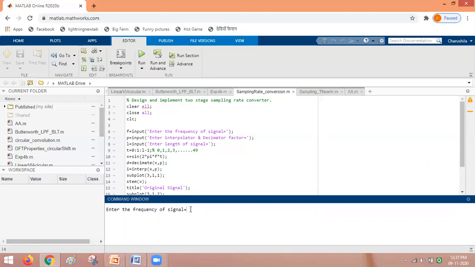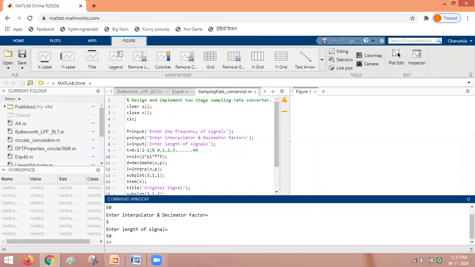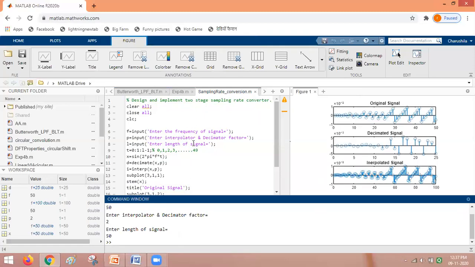Enter the frequency of signal. If it is 50, the second parameter asked is enter interpolator as well as decimator factor. Suppose 2. Enter the length of signal. If I want 50 samples in the original signal, I have entered 50. Now this section is the figure window. Here we will get the resultant figures corresponding to the code entered in the editor window.